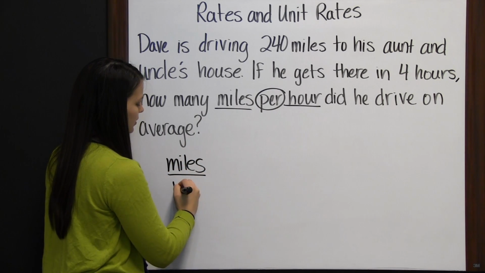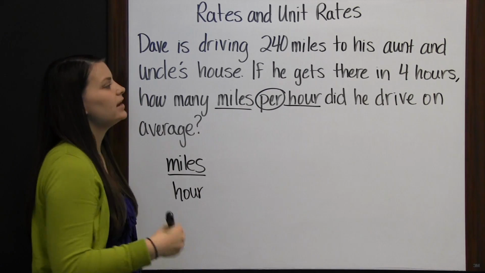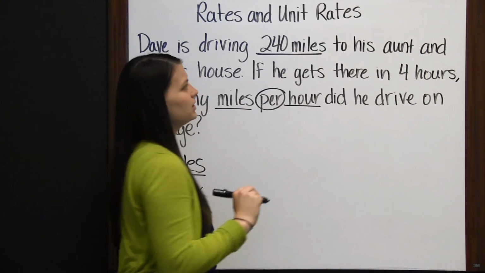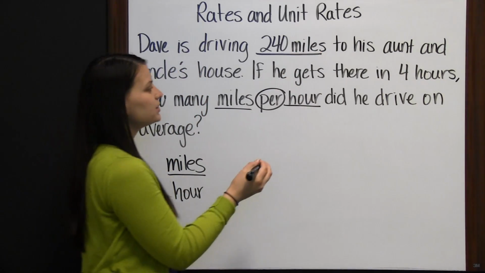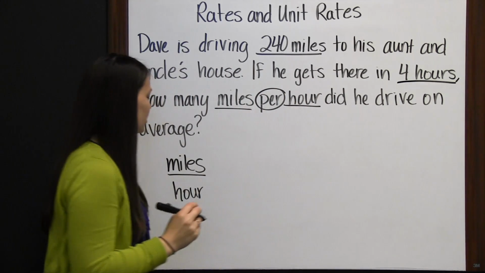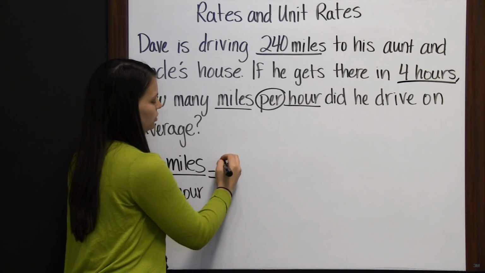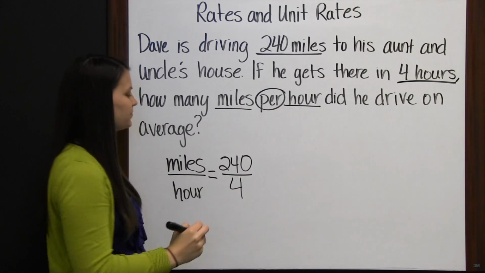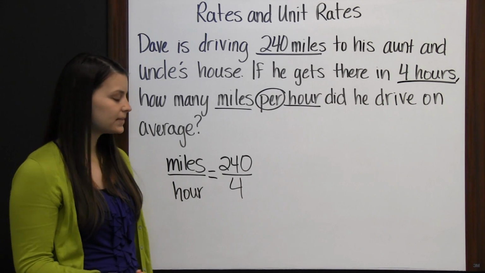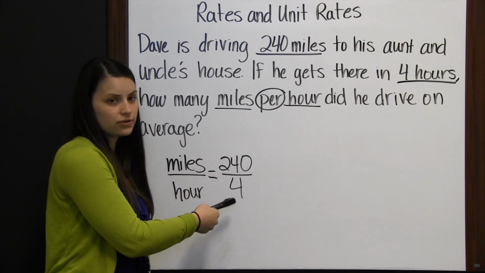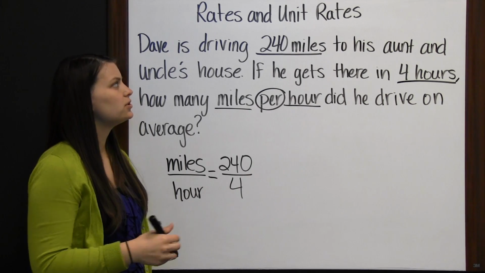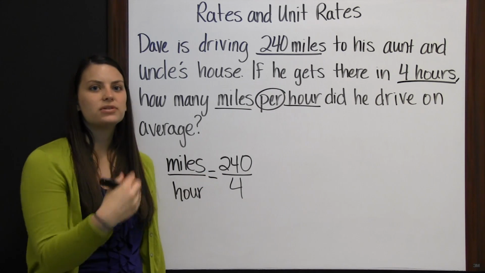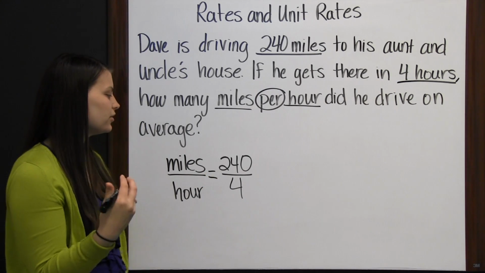Miles per hour. And now we can substitute the information in from the problem. So they told us how many miles. He's going 240 miles. And they told us how many hours. 4 hours. So we can put that into our rate, 240 miles for his 4 hours. So right now this would be considered a rate since we have two different units, our miles and our hours. But to determine our unit rate or to figure out his average, we would need to divide or simplify our rate to find our unit rate.